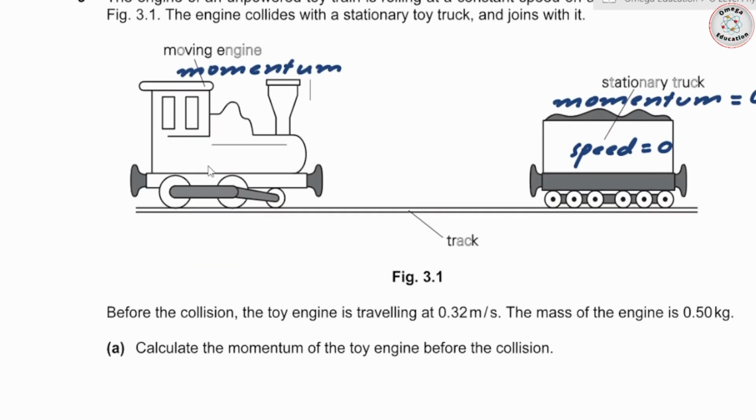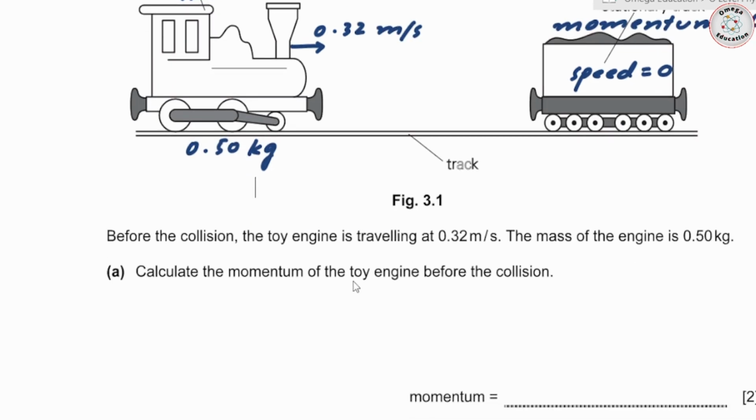Before the collision, the toy engine is traveling at a speed of 0.32 meter per second. So the speed of this toy vehicle is 0.32 meter per second. And the mass of the engine is 0.50 kilograms. Calculate the momentum of the toy engine before the collision.